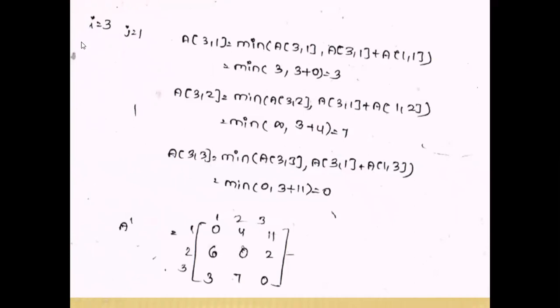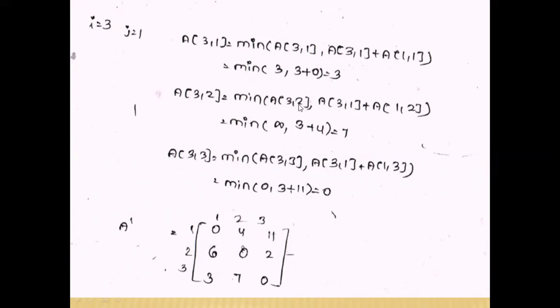Now we are calculating for I equal to 3. For I equal to 3, the inner for loop is executed for j equal to 1, j equal to 2, j equal to 3. Sorry, for I equal to 3, j equal to 1, we are calculating 3 1, j equal to 2, we are calculating 3 2, j equal to 3, we are calculating 3 3. Minimum of a 3 1 plus 1 1, and 3 3 plus 0.